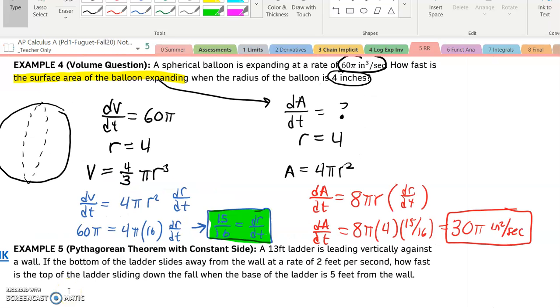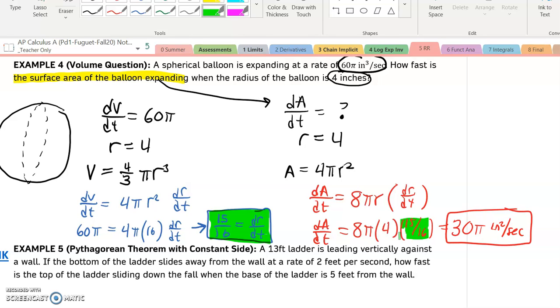Okay, and here's the wrap up of example 4. In example 4 here, what we did now is we finished up. Since I knew what dr/dt was from our volume question, I plugged that into the derivative here of the surface area, and we knew what the radius was, 4, and we plug it in to get our answer as 30 pi square inches per second.